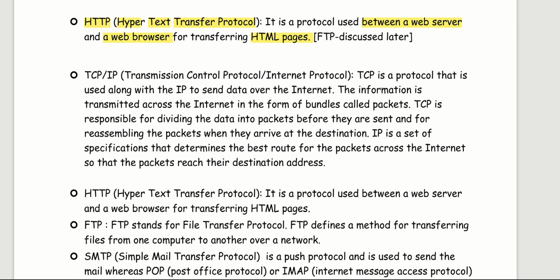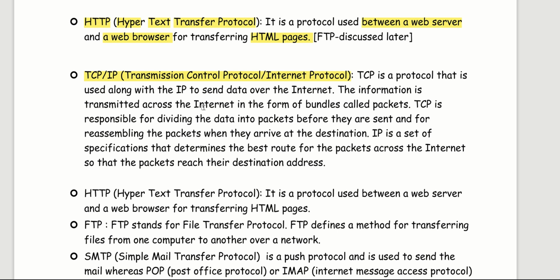Next is TCP/IP. Children, please learn this full form wholeheartedly, because sometimes students write it wrong. This is Transmission Control Protocol. Most students write Transfer Control, which is wrong. The correct answer is Transmission Control Protocol/Internet Protocol. These protocols work in pair. TCP is a protocol that is used along with the IP to send data over the internet.